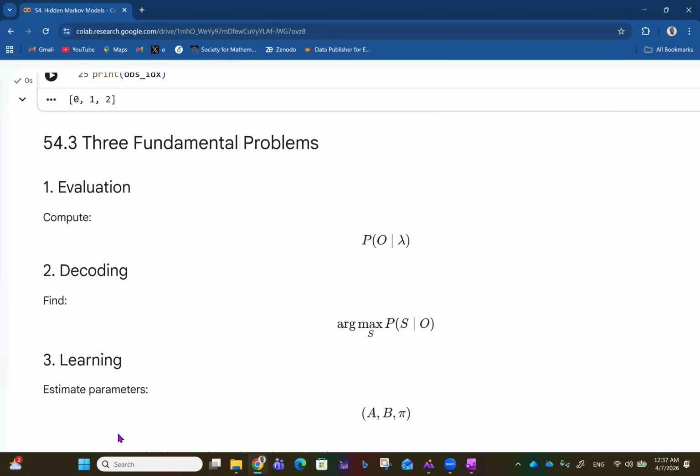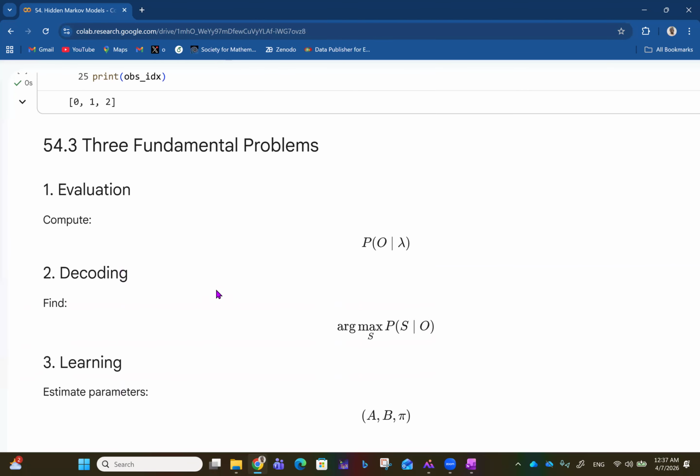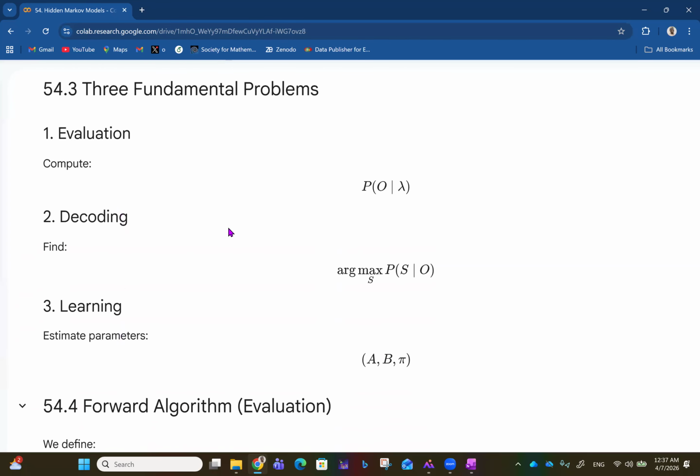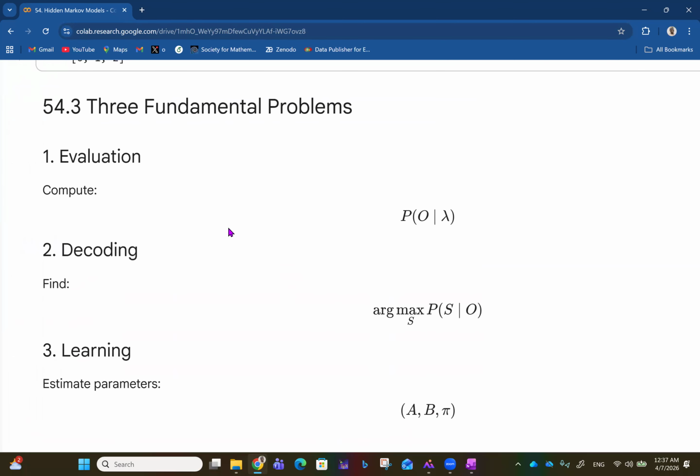Then we have the fundamental problems. Three fundamental problems when we talk about hidden Markov models. We have the idea of evaluation, where we want to compute the probability of an observation sequence given lambda.